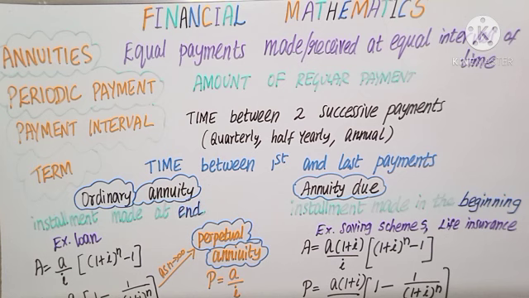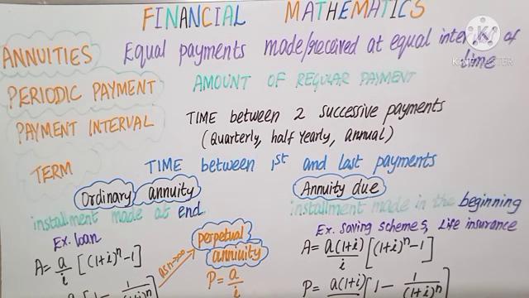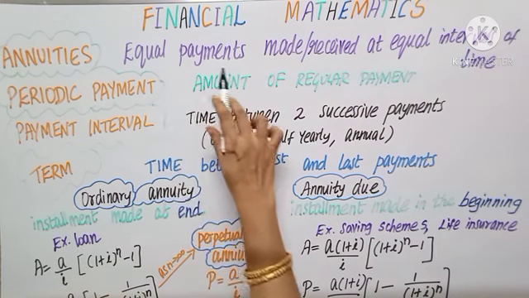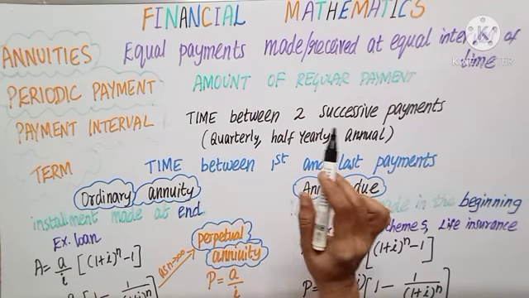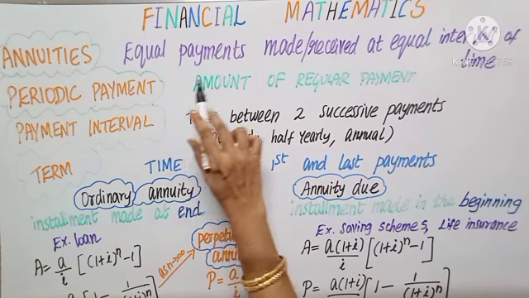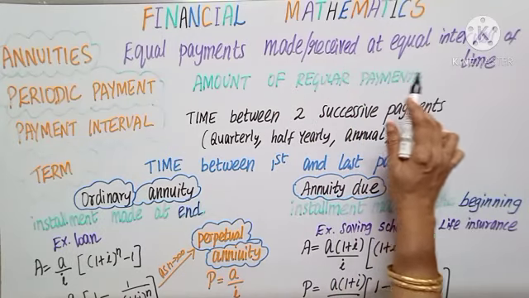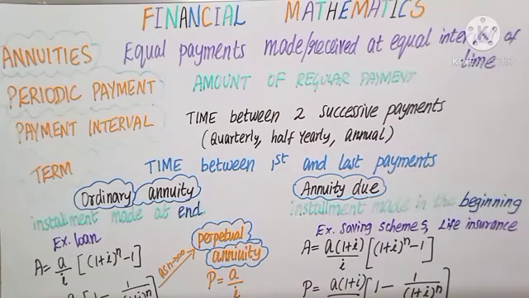The very first word: annuity. What do you mean by this word, annuity? The word annuity deals with equal payments, either we make them or we receive them. So, equal payments made or received at equal intervals of time. It's good that we know certain words.